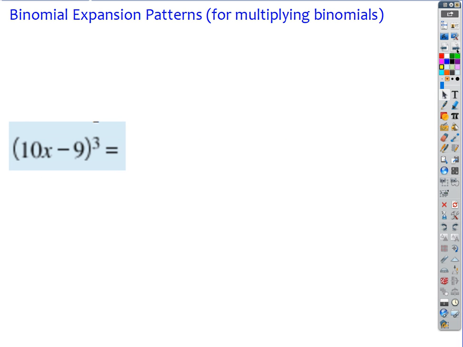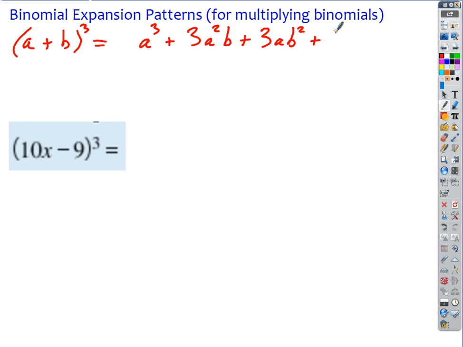Okay, one more. How about that guy? We're done. You want to follow? So you got to remember my pattern here, though, right? What's A plus B cubed? What was that one? 1A cubed plus 3A squared B plus 3AB squared plus. There you go, right? So our A this time is what?